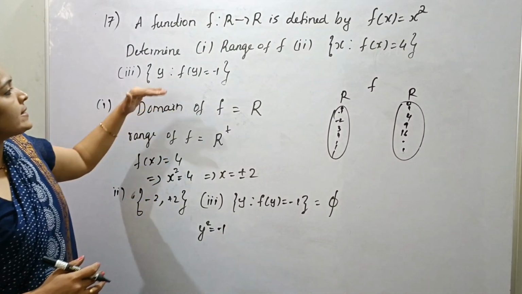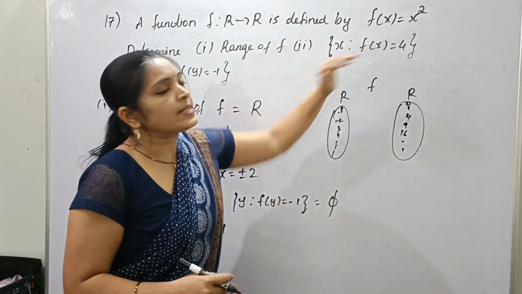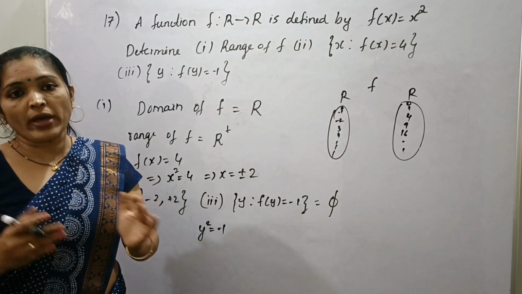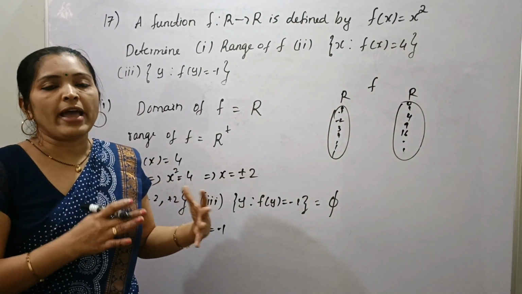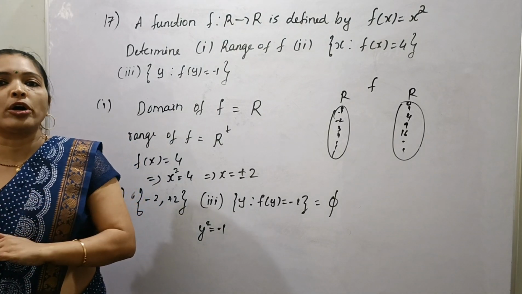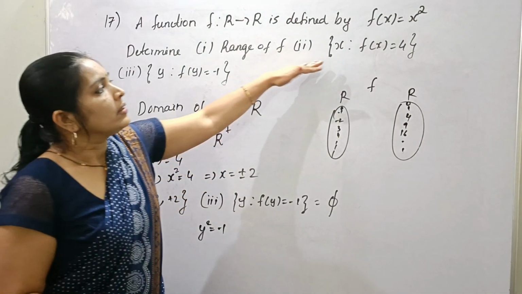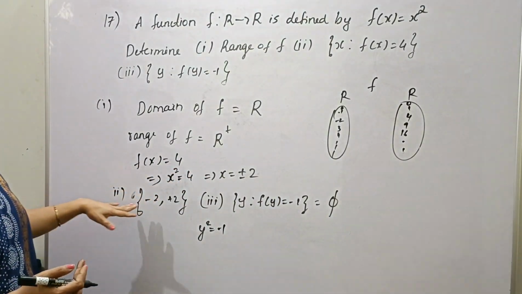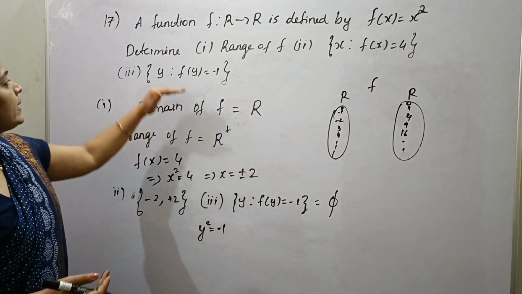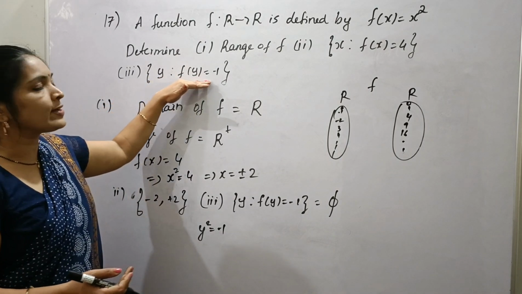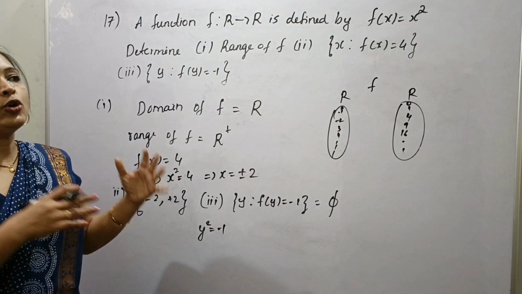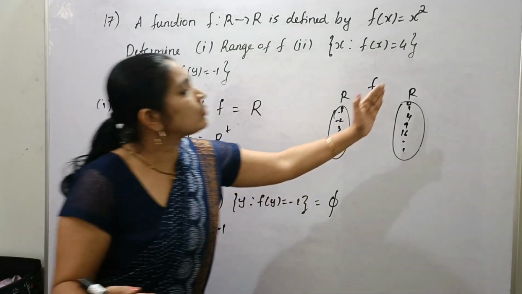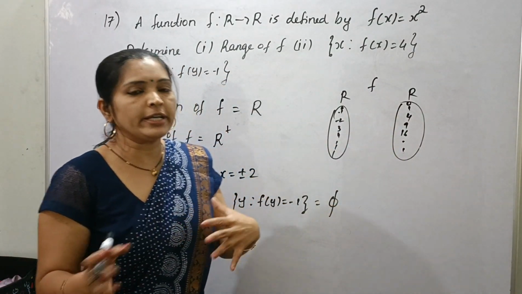Okay. So next is, see, x such that f of x is equal to 4. F of x is equal to 4 means x square is equal to 4. Therefore, x values will be either minus 2 or plus 2. Okay. So here the set is {minus 2, plus 2}. Then next is the third one, y such that f of y is equal to minus 1. See, f of y is equal to minus 1 means minus 1 would be in our codomain, right? That is in range. That is not possible.